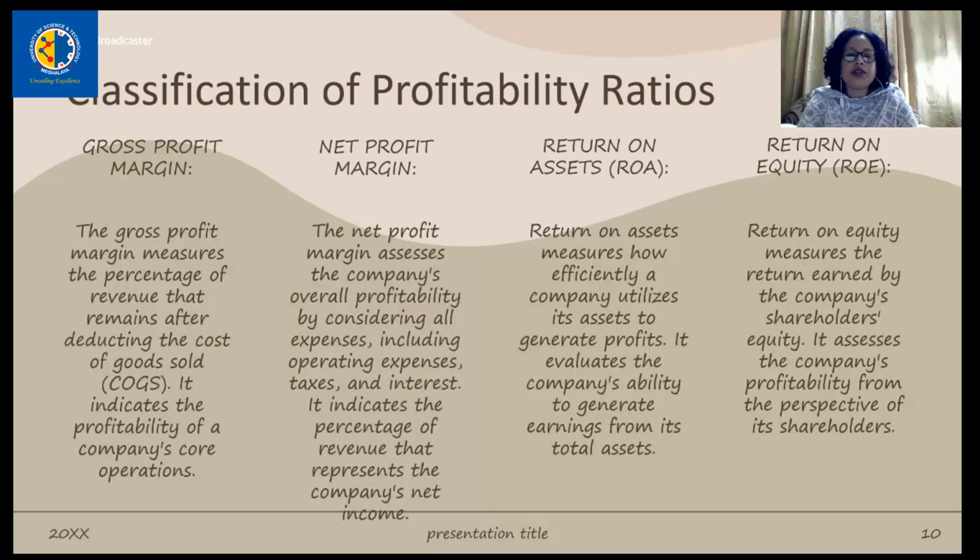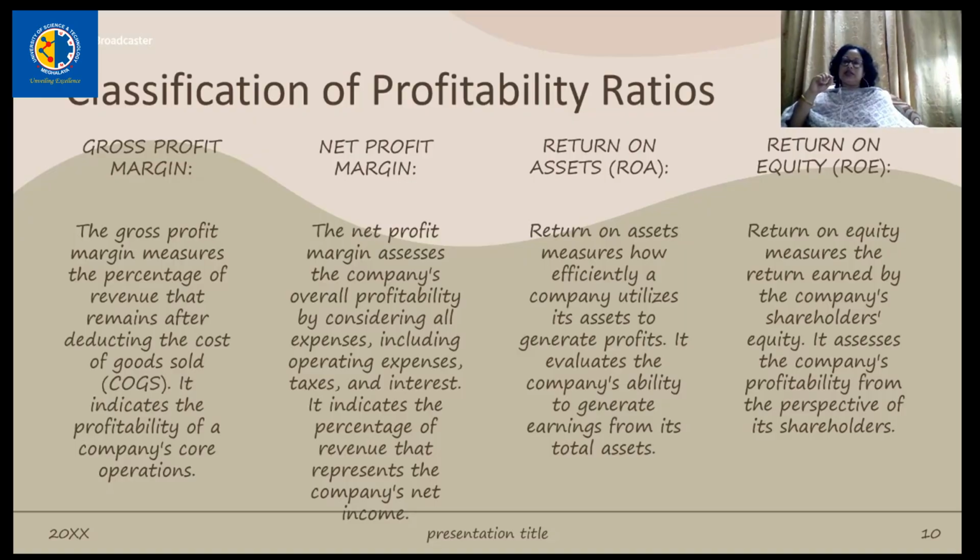Next comes the profitability ratio, starting with gross profit margin. A recap of that: the gross profit margin measures the percentage of revenue that remains after deducting the cost of goods sold. It indicates the profitability of the company's core operation. Net profit margin assesses the company's overall profitability by considering all expenses including operating expenses, taxes and interest. It indicates the percentage of revenue that represents the company's net income.